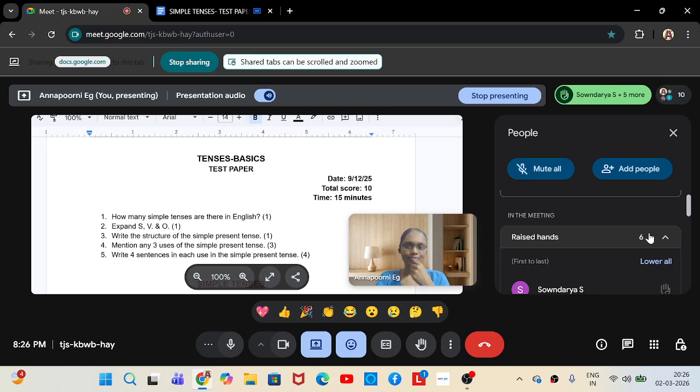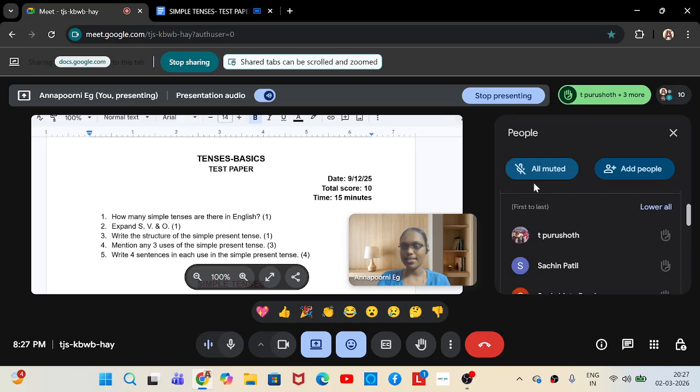Simple present tense. Now, you have to expand S, V, and O. What is its expansion? Subject plus verb plus object. Very good. Okay.